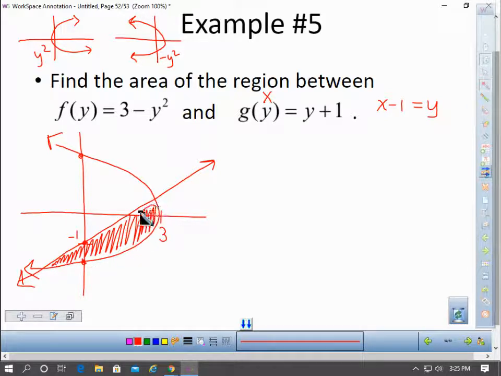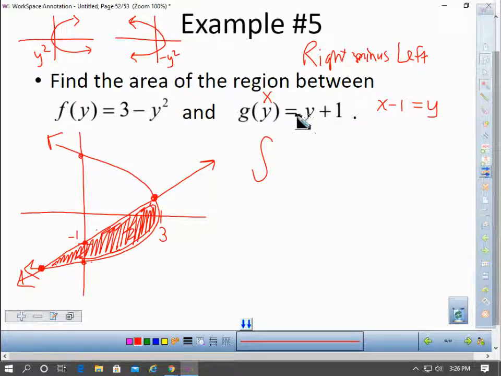So that's the hardest part about graphs that turn sideways. You have to know what they look like. Okay. Now, I need to find their intersection points, because I know I'm going to integrate top curve minus bottom curve, except I'm turned sideways. We're turned sideways, so instead of doing top curve minus bottom curve, we're going to do right minus left.